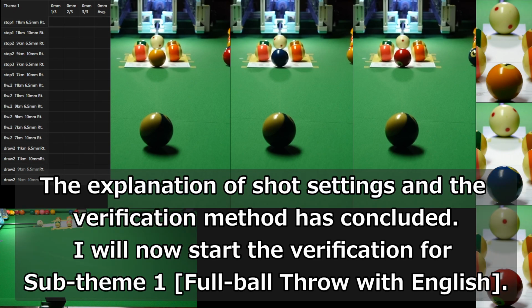The explanation of shot settings and the verification method has concluded. I will now start the verification for sub-theme 1, full ball throw with English.